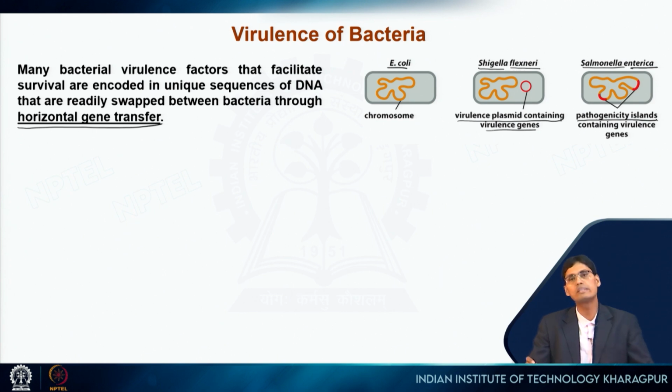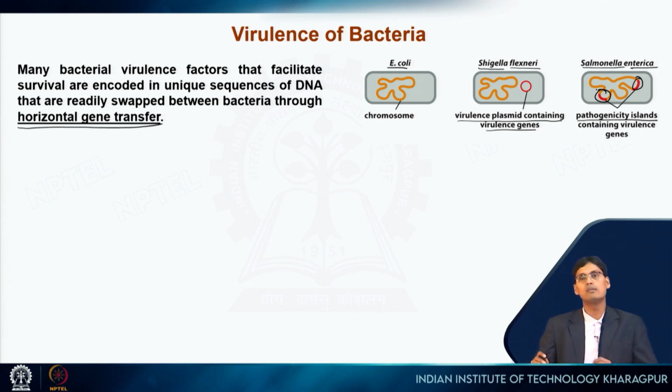So, in the chromosome itself some regions are present, those are called pathogenicity islands. So, that encodes multiple factors, maybe proteins, which provide some virulence factors to that particular microbe. So, this is called pathogenicity island.